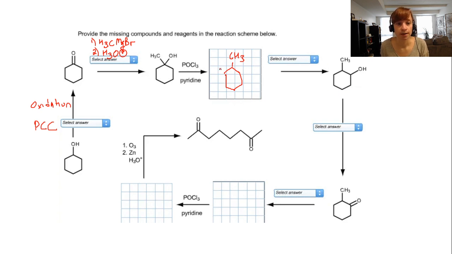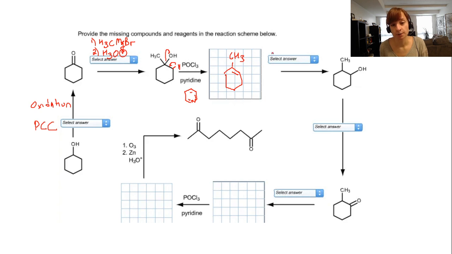So POCl3 is like a dehydrating reagent. So what it will do is it will get rid of that proton. We'll do this and kick that out, because it will make the OH group into a chlorine, so that makes it a better leaving group. And pyridine is a base. It looks like this. So that would have been the reagent that deprotonated the hydrogen alpha to the methyl group, allowing the double bond to be installed.